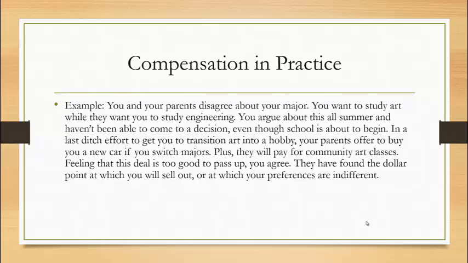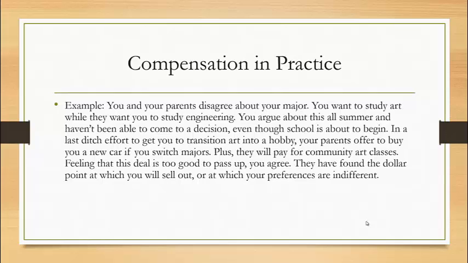your parents offer to buy you a new car if you switch majors. Plus, they'll pay for community art classes. Feeling that this deal is too good to pass up, you agree. And so in this instance, they have found the dollar point at which, sometimes we call this sellout, right? But from a technical term, this is the point at which you are indifferent between those options.